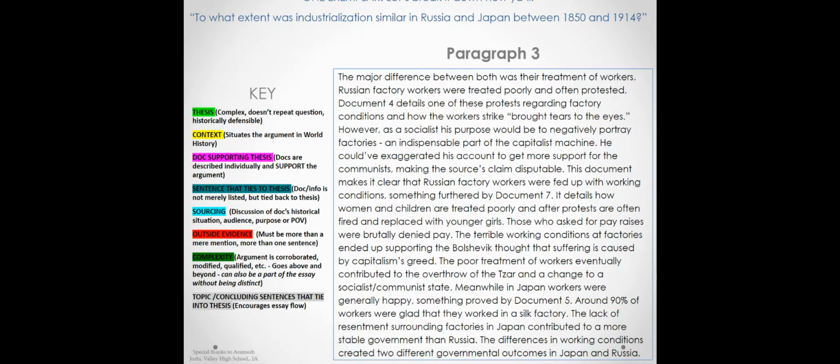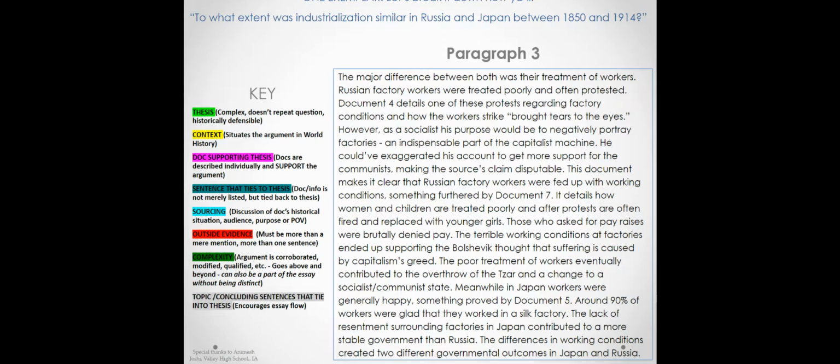All right, same thing for paragraph 3. I'm going to read it, and you're going to look for the same components again. The major difference between both, so that's both Russia and Japan, was their treatment of workers. Russian factory workers were treated poorly and often protested. Document 4 details one of these protests regarding factory conditions and how the workers' strike brought tears to the eyes. However, as a socialist, his purpose would be to negatively portray factories, an indispensable part of the capitalist machine. He could have exaggerated his account to get more support for the communists, making the source's claims disputable.